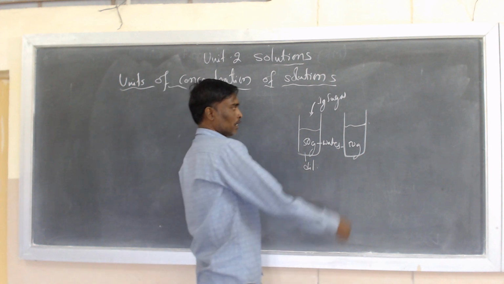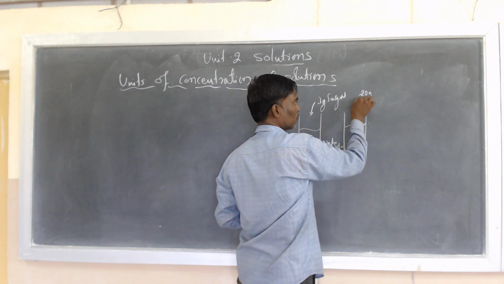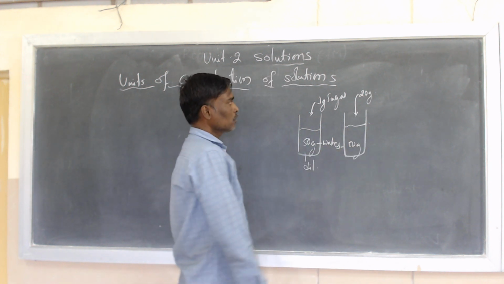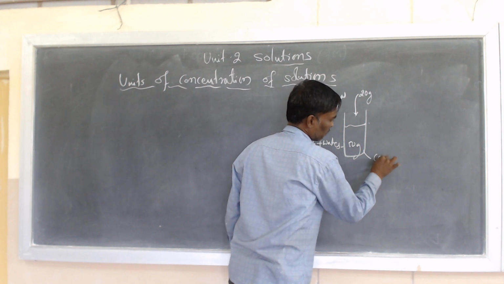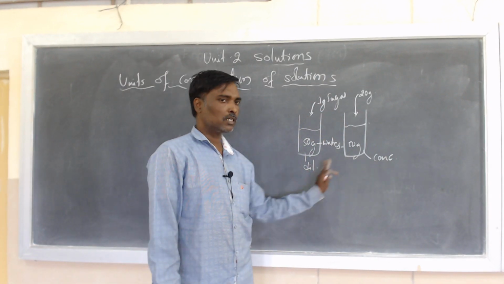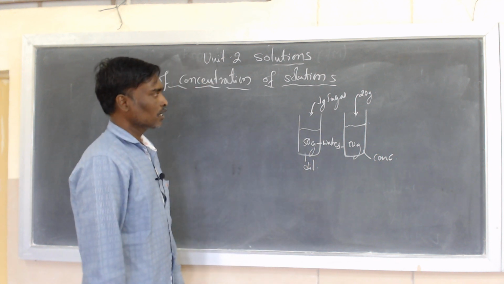Instead of 1 gram, if I dissolve 20 grams of that solute into water, whatever solution is formed, I call concentrated. So to differentiate dilute and concentrated, I have taken this example: dilute and concentrated solution.